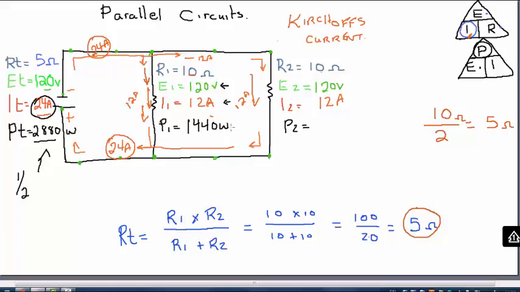So the individual power dissipations are going to divide equally. So I can say that over here I must have 1,440 watts as well. And you can check that. 120 volts times 12 amps is 1,440. So I've got 1,440 watts here, 1,440 watts there is 2,880 watts. So it works out.